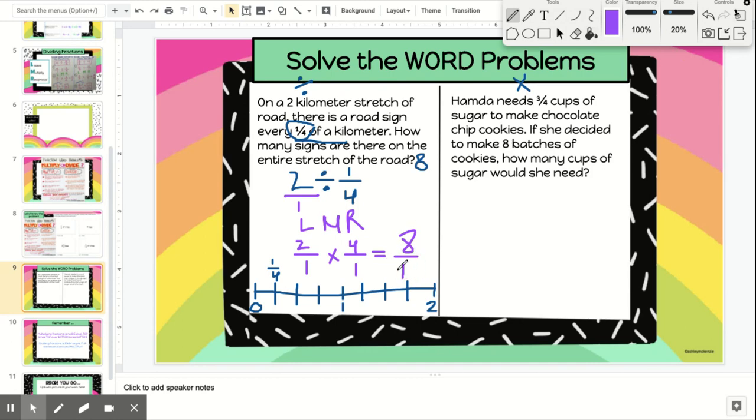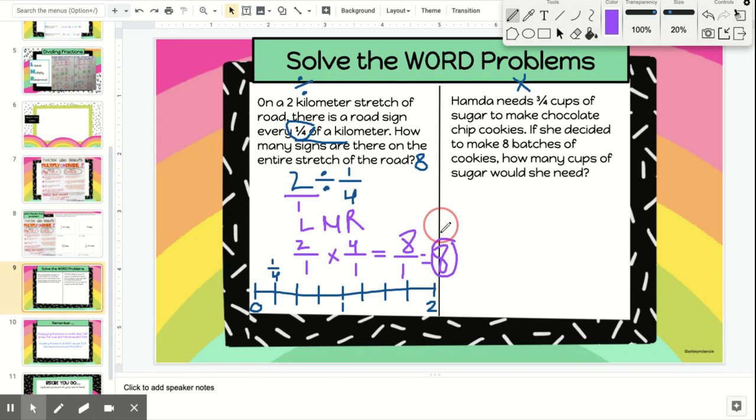8 over 1 is the same thing as 8. Okay, just like 2 over 1 is the same thing as 2. Anytime there's a 1 as your denominator, it really has a value of whatever the numerator is. So 8 over 1 is just equal to 8.